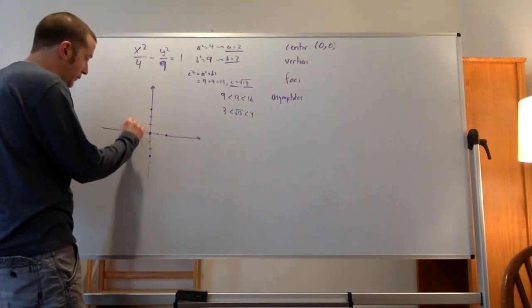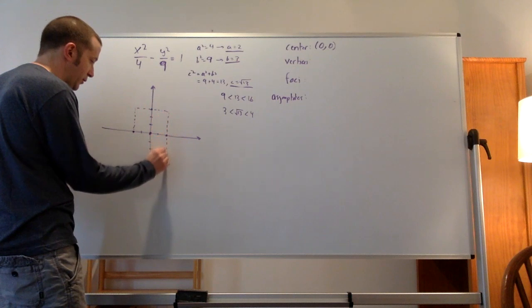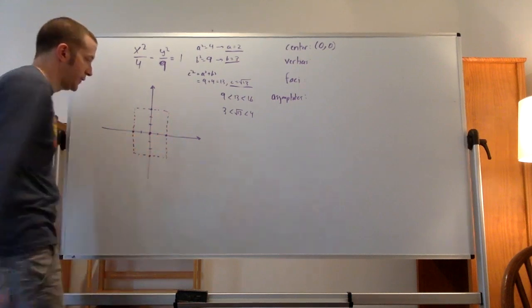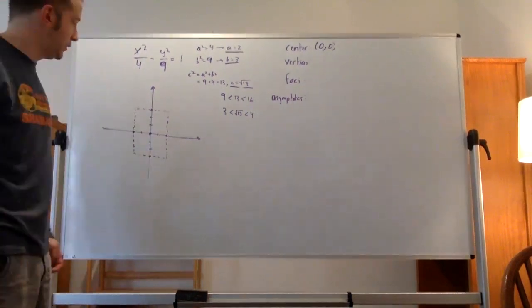Now I draw myself a rectangle. Again, I always do it dotted, so I remember it's not actually part of the hyperbola. I have my rectangle. Yay! Rectangle is done.